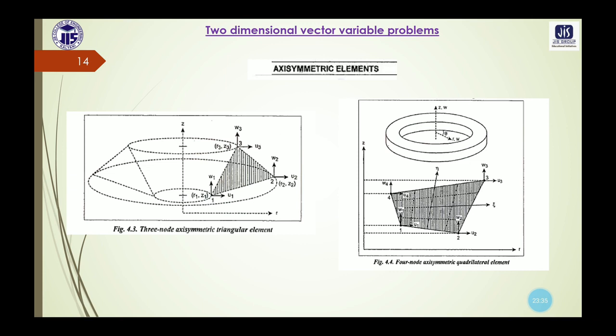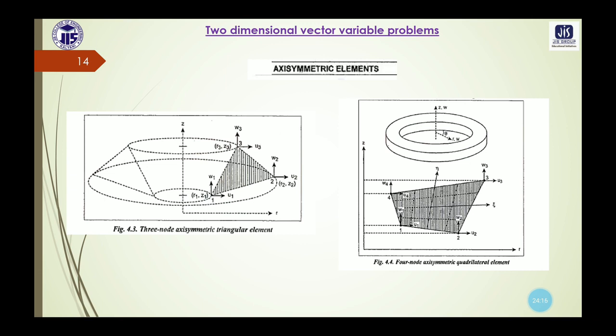Now there are some conditions which are required for a problem to be axisymmetric. First, the problem domain must be symmetric about the axis of revolution, which is conventionally taken as the z-axis. Next, all boundary conditions must be symmetric about the axis of revolution. And lastly, all loading conditions must be symmetric about the axis of rotation. So these are the required conditions for a problem to be axisymmetric.